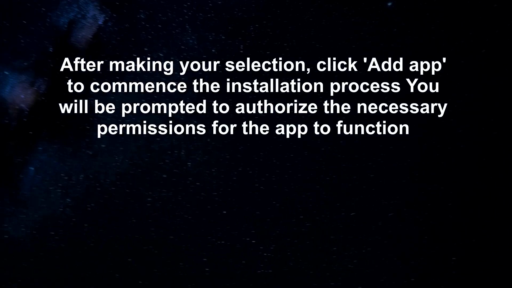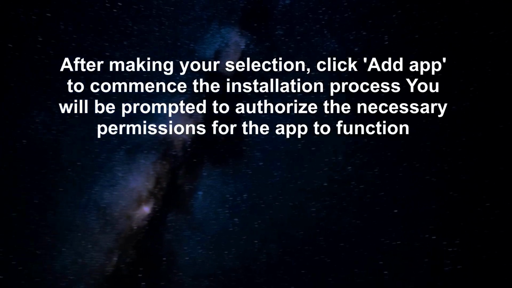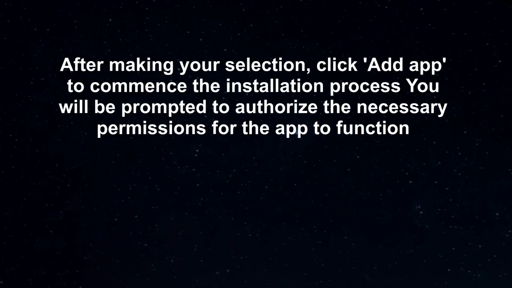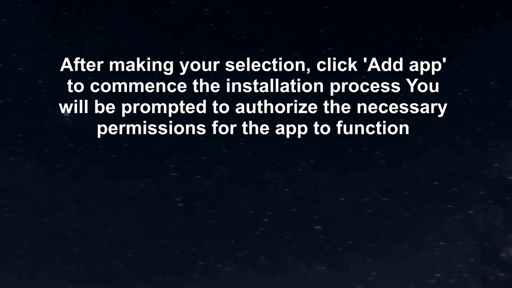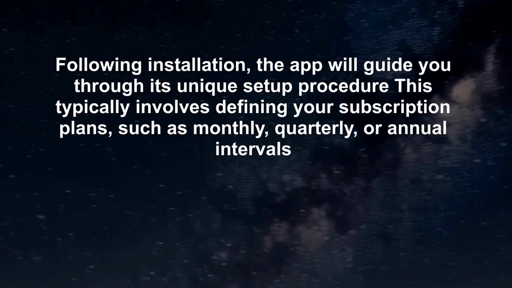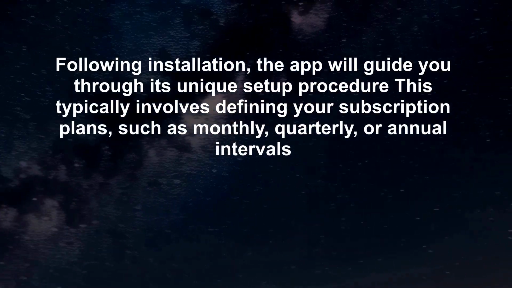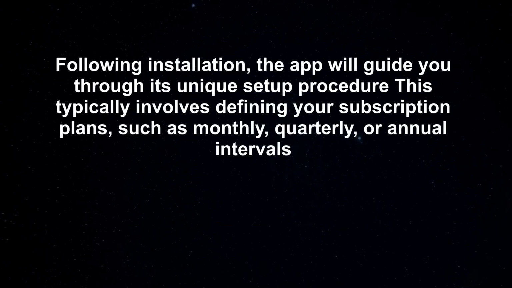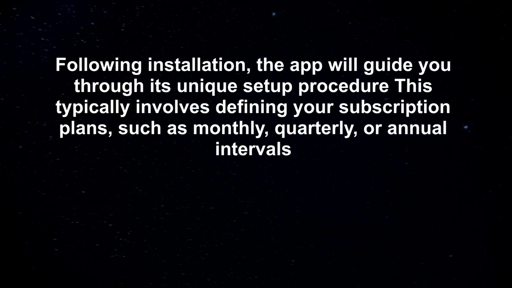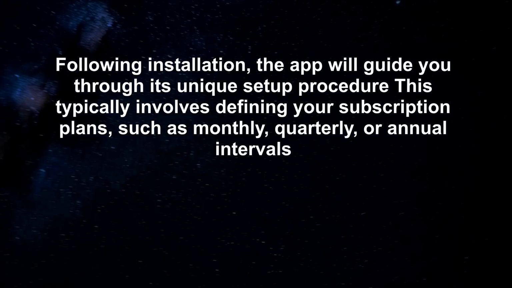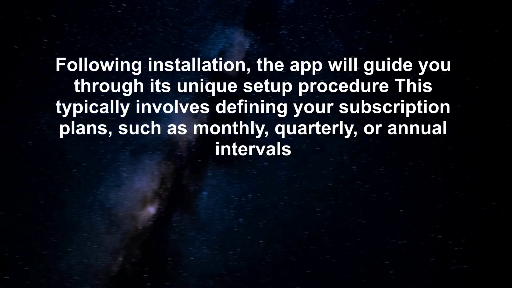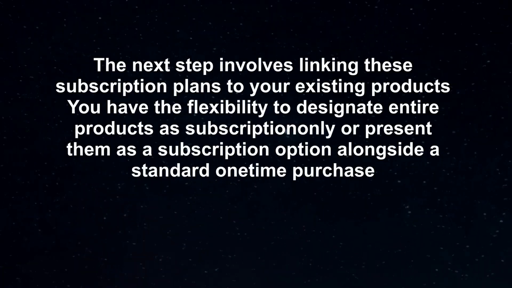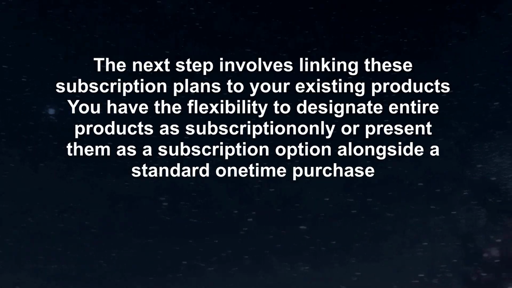After making your selection, click Add App to commence the installation process. You will be prompted to authorize the necessary permissions for the app to function. Following installation, the app will guide you through its unique setup procedure. This typically involves defining your subscription plans, such as monthly, quarterly, or annual intervals. The next step involves linking these subscription plans to your existing products.